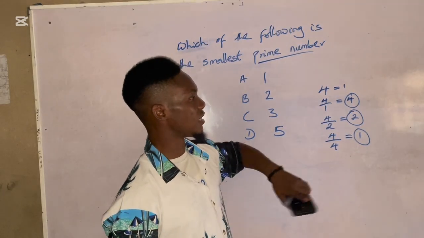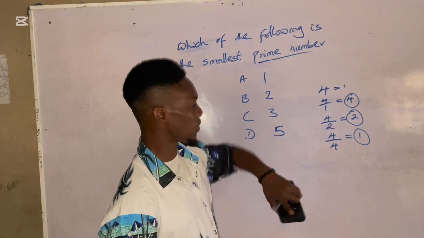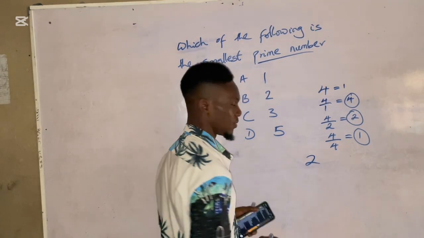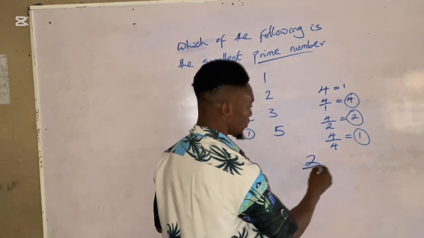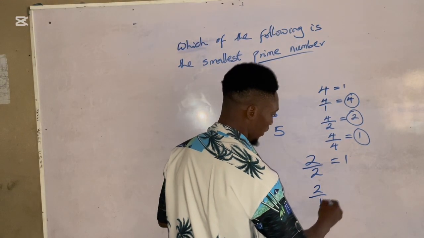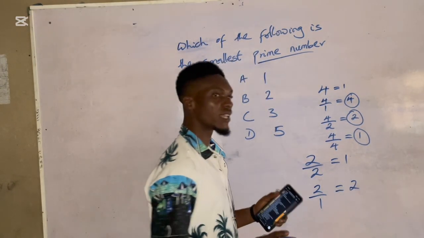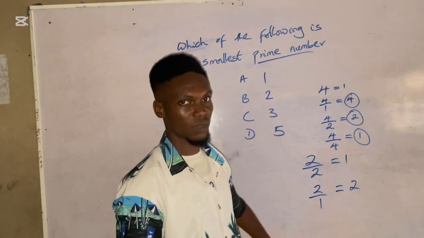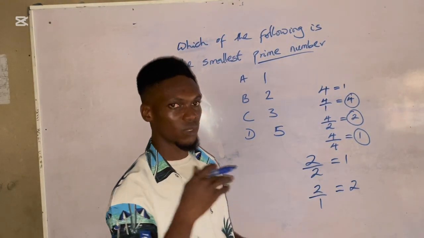Prime numbers are numbers that only 1 and that number itself can divide. Example: 2. What numbers can divide 2? It is only 2. 2 divided by 2 is 1, and 2 divided by 1 is 2. There is no other number in this world that you can use to divide 2 and have a whole number. Any other number you use to divide will give you decimals.